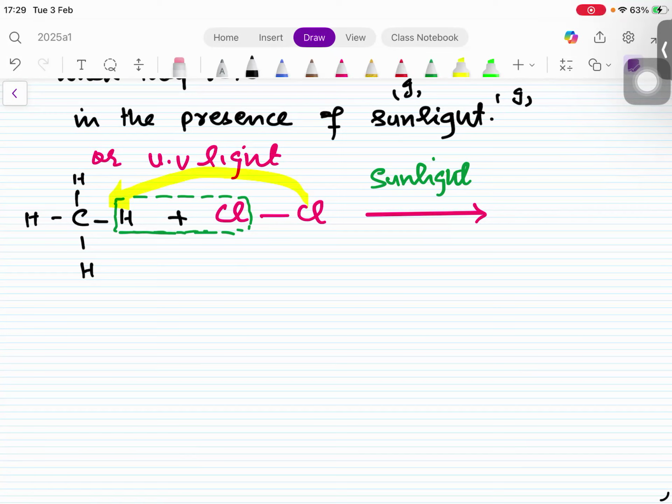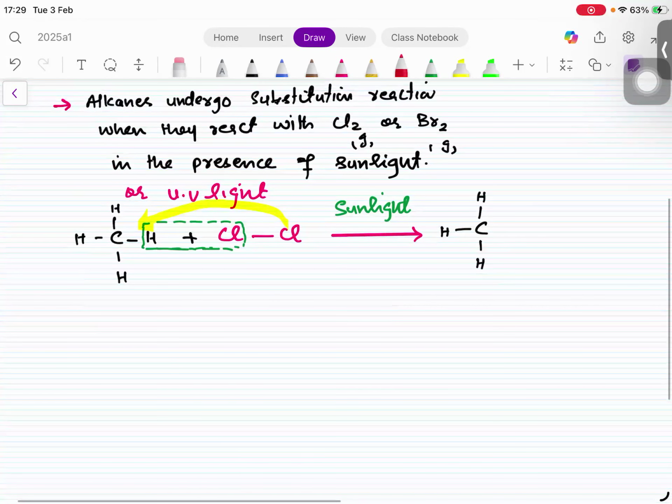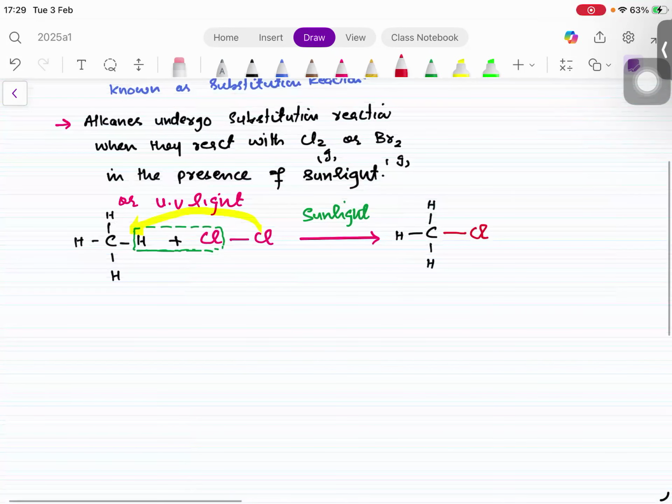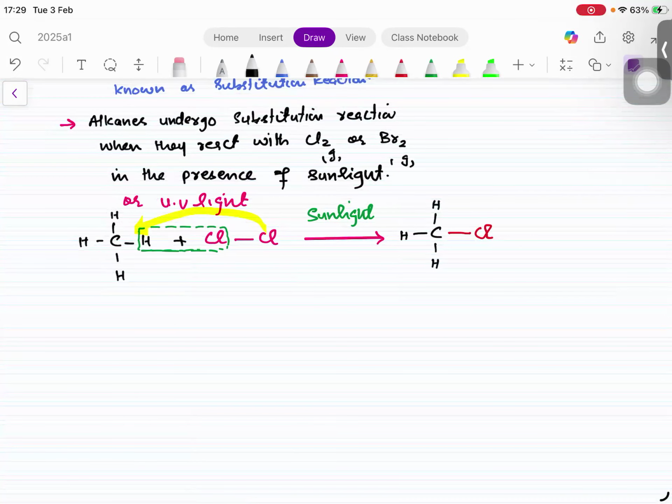So what is the product formed then? C, three hydrogens, and the front hydrogen is now replaced by Cl. Plus, what is the other product formed? The hydrogen that came out of it combines with another chlorine to make HCl. Right? So this is known as substitution reaction. I'm just making these square brackets and boxes to help you understand. So you can simply write like this.